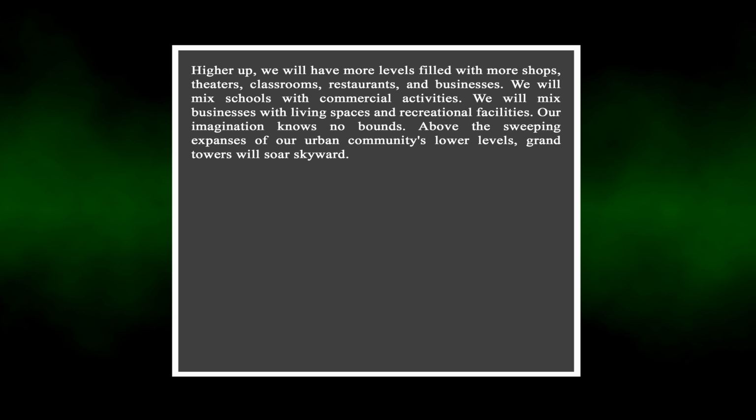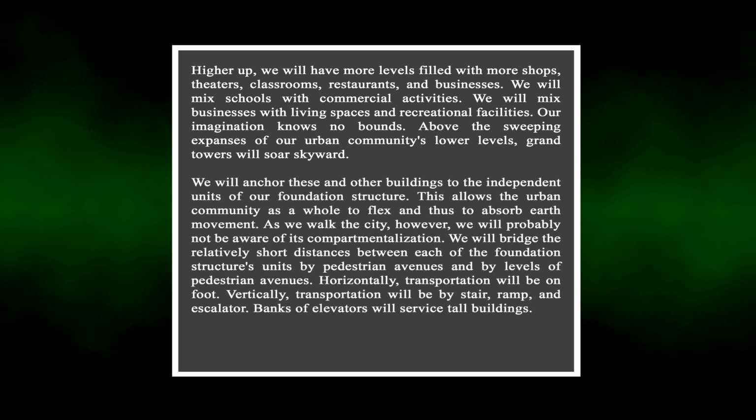Above the sweeping expanses of our urban community's lower levels, grand towers will soar skyward. We will anchor these and other buildings to the independent units of our foundation structure. This allows the urban community as a whole to flex, and thus to absorb earth movement. As we walk the city, however, we will probably not be aware of its compartmentalization. We will bridge the relatively short distances between each of the foundation structure's units by pedestrian avenues and by levels of pedestrian avenues. Horizontally, transportation will be on foot. Vertically, transportation will be by stair, ramp, and escalator. Banks of elevators will service tall buildings.